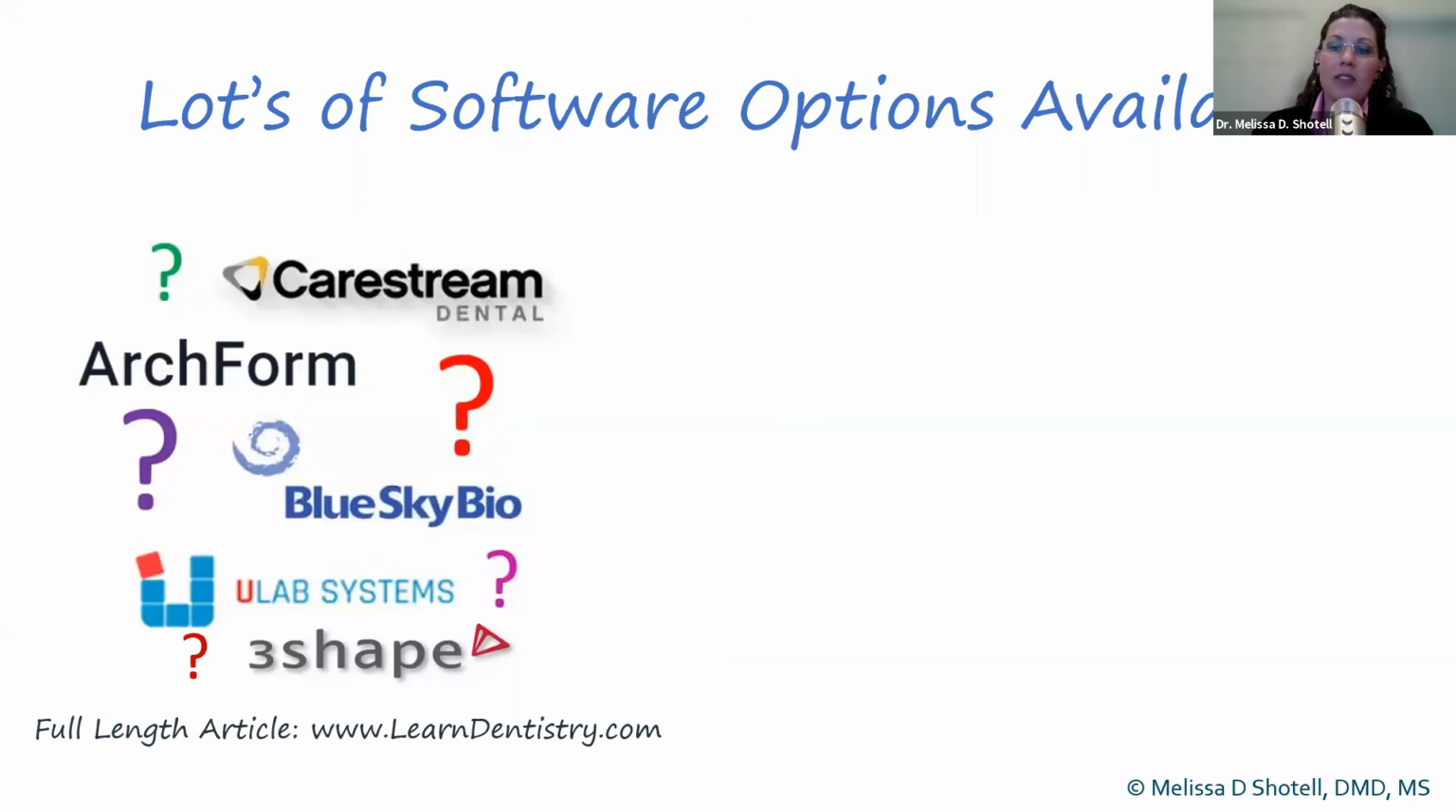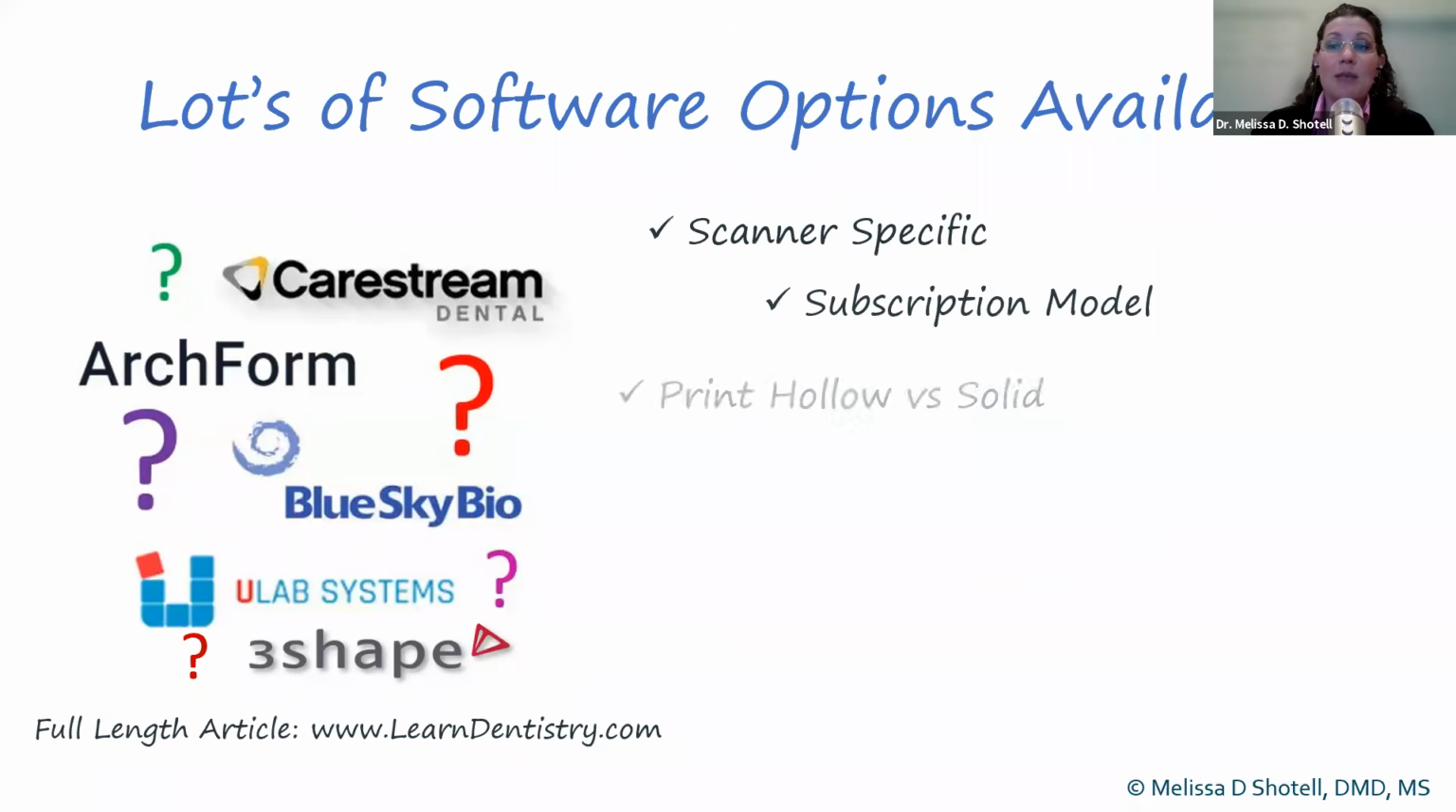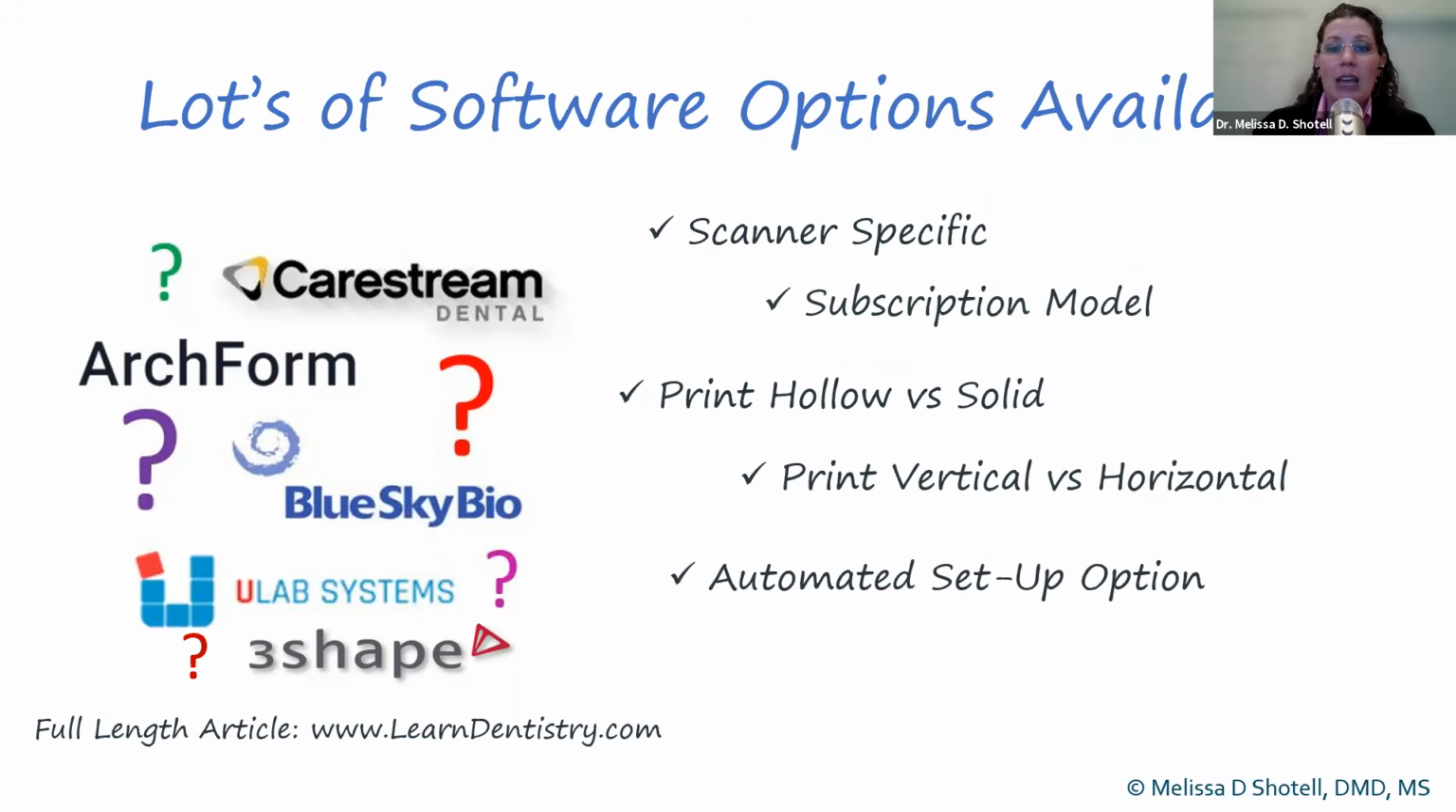One of the things that we have to look at with our clear aligner software is the usability and the functionality of it. Some softwares are scanner specific. Many require a subscription model. Some have limitations of whether they can print hollow or if they can only print solid models, if they can print vertically or horizontally, and if there are any automated steps in the treatment planning process. And today I hope to share with you the real advantages of Blue Sky Plan in all of these different steps.